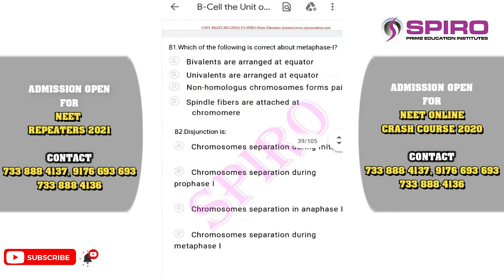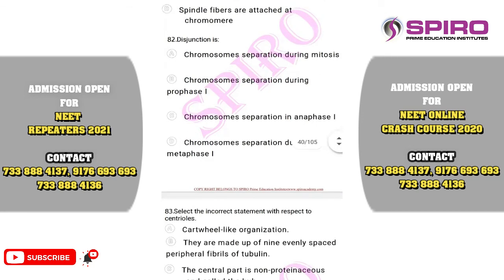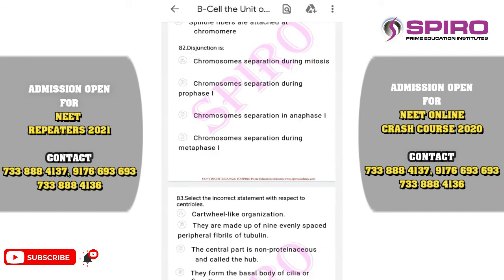Proceeding to the next question: chromosome separation during mitosis, disjunction. So disjunction is chromosome separation. Chromosome separation during prophase 1 is incorrect. Chromosome separation in anaphase is the correct answer, it is not metaphase. So what is disjunction? It is the segregation of alleles. So the correct option is chromosome separation in anaphase 1.